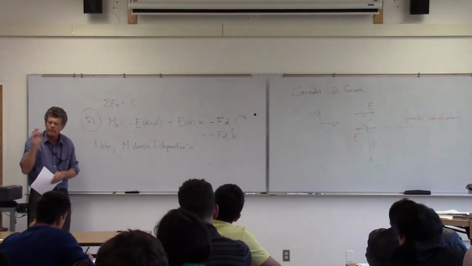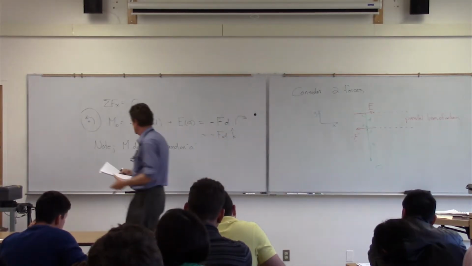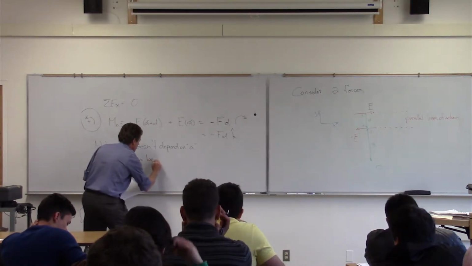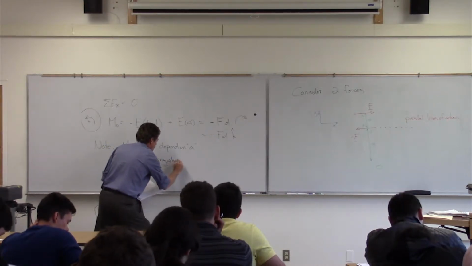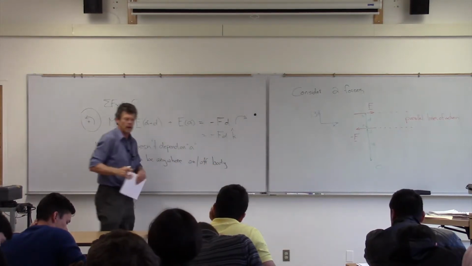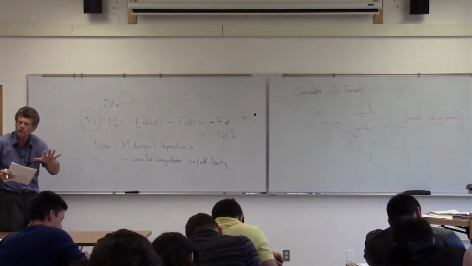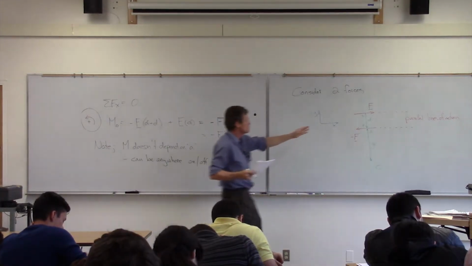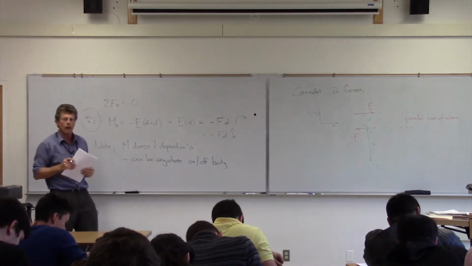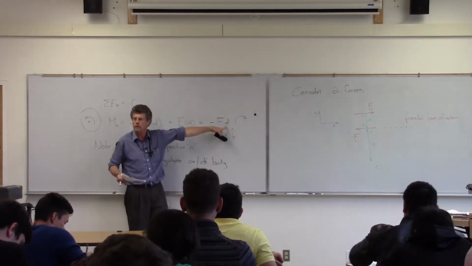But the key thing is that M, this moment at O, doesn't depend upon where it is. So it can be anywhere on or off a body. We haven't even talked about the size of a body here, a rigid body or anything like that. But the key thing is that this set of forces that is known as a couple creates a moment that is the same anywhere. I can measure it up here. I can measure it over here. However, it's only dependent upon the distance between the two forces.